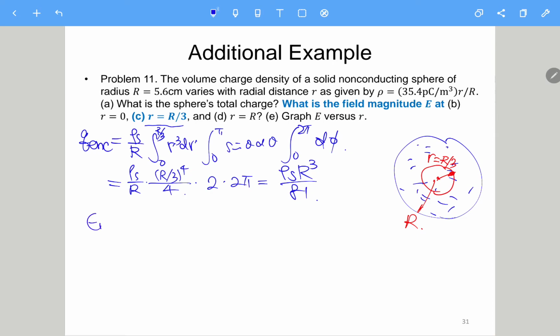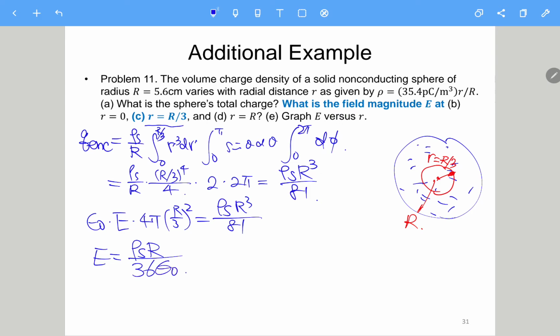So we have epsilon naught times E times 4 pi r squared, which is R over 3 quantity squared, equals Q enclosed, rho s R cubed over 81. This is Gauss's law. So finally E should be rho s times R over 36 epsilon naught.